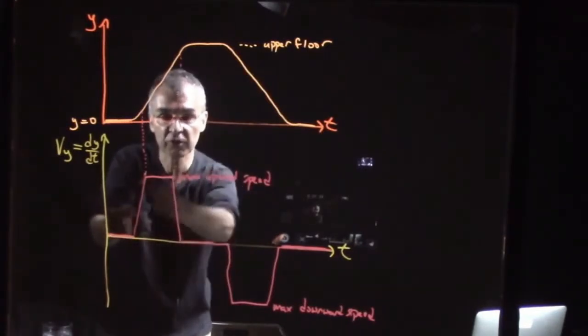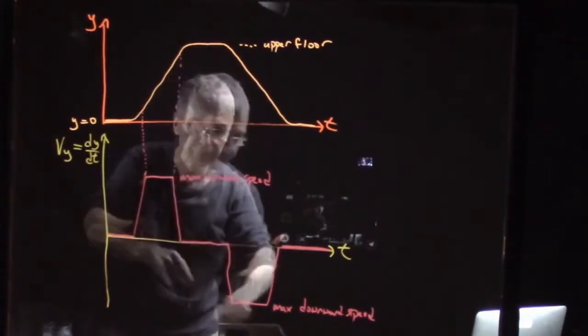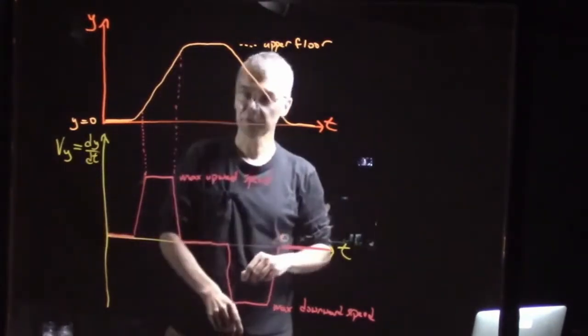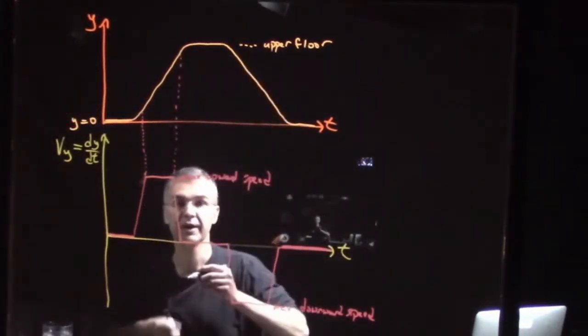So maybe it doesn't change totally abruptly because that would be very uncomfortable. So it's changing with some kind of maximum acceleration. And then finally, we have to find a place to draw it. I didn't plan very well for that, but we should draw some kind of an acceleration versus time graph.